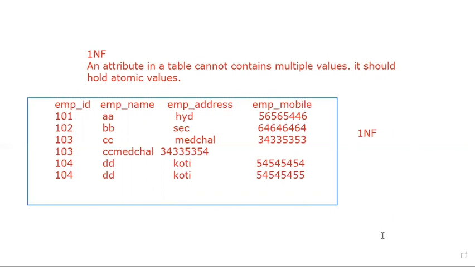What is the concept of the first normal form? An attribute in a table must contain atomic values. It does not contain multiple values. In the first example, I used multiple values for 103, 2 phone numbers, and for 104 also 2 phone numbers, which is not a correct way to represent the first normal form. So what I did is I separated those records. So 103 became 2 records and 104 became 2 records. By doing that, I can make it first normal form. We hope you understand clearly about the first normal form.